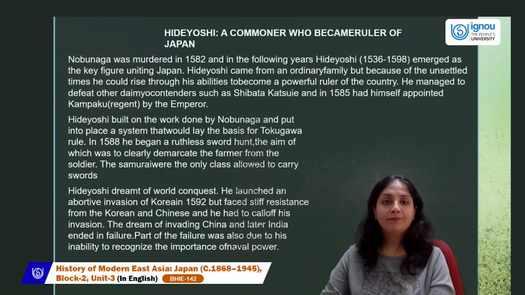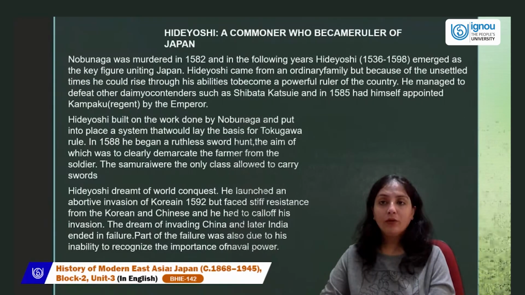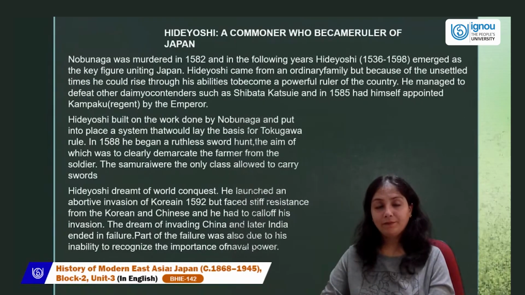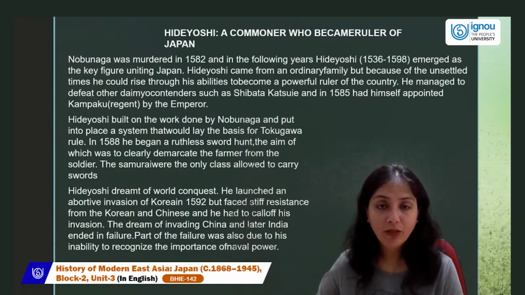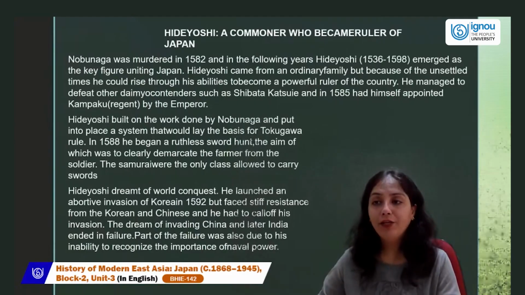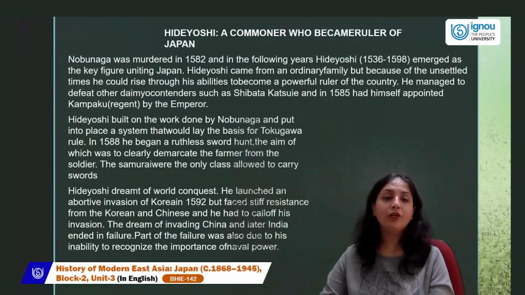Hideyoshi, a commoner who became ruler of Japan. Nobunaga was murdered in 1582, and in the following years, Hideyoshi emerged as a key figure uniting Japan.